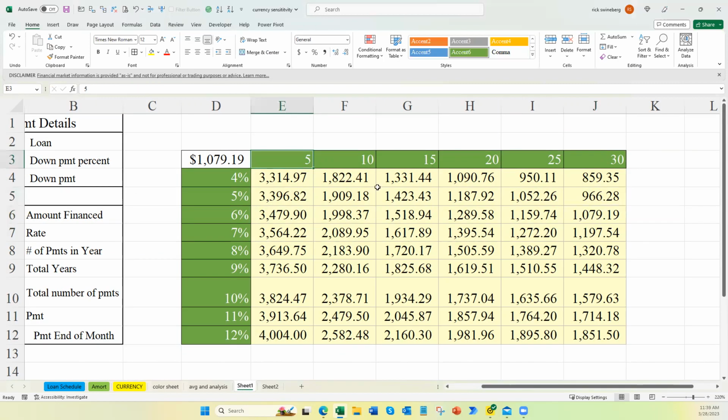But this is much easier because at one glance you can look: what is it if it's 8% at 20 years or 25 years, or 4% at 30 years? So this is a very good way of doing any kind of sensitivity analysis. Okay, so let me run you through now a second analysis.